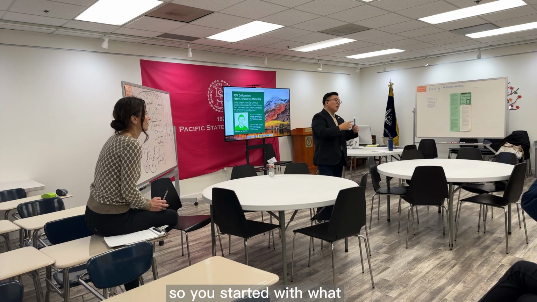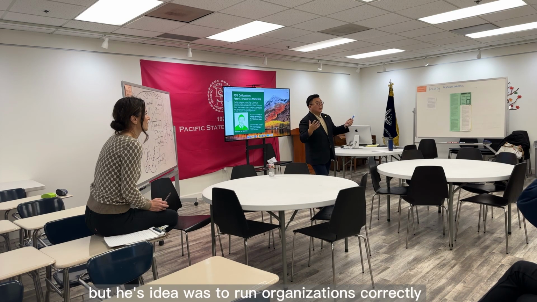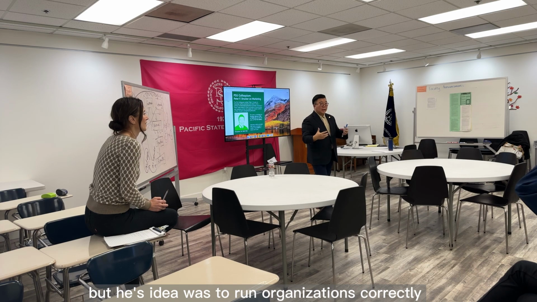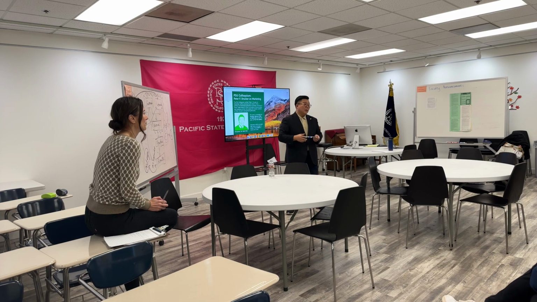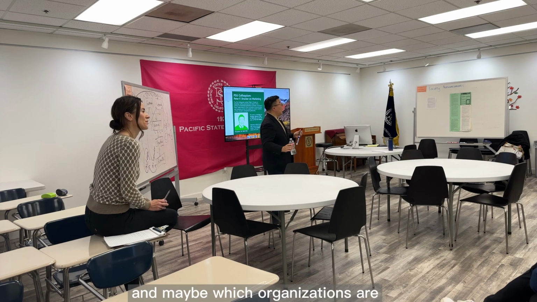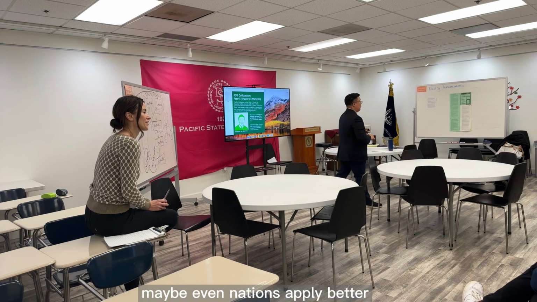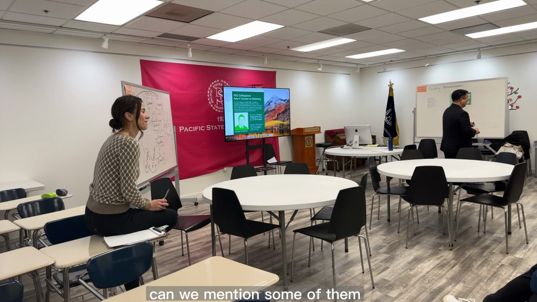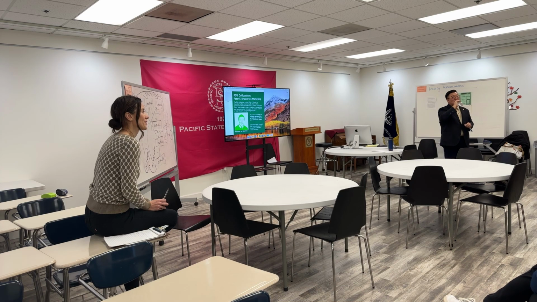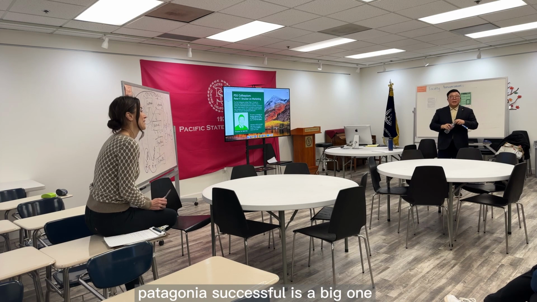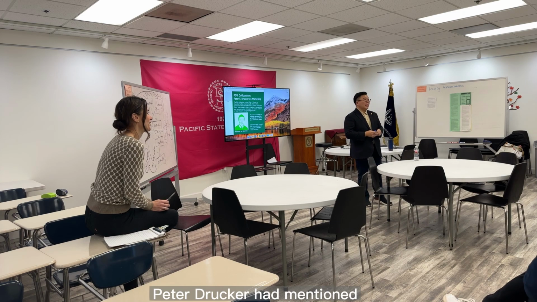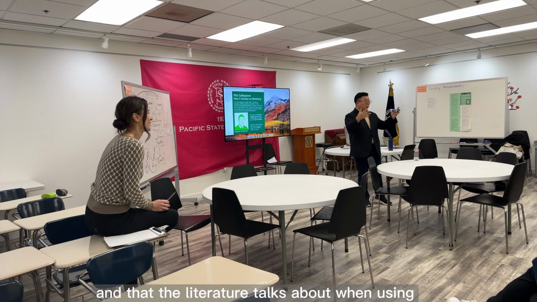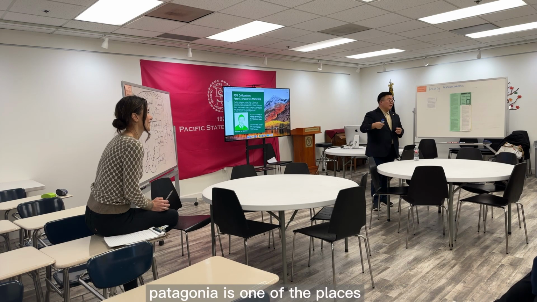So he started with for-profit, but his idea was to run organizations correctly so that such totalitarian ideas wouldn't repeat. And which organizations, or maybe even nations, apply these theories better? Can we mention some of them? Patagonia is a big one. There are many companies that Peter Drucker mentioned, and that the literature talks about when using Peter Drucker's ideas. Patagonia is one of them.